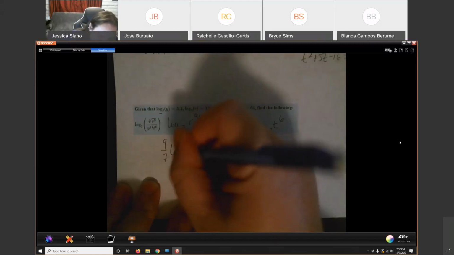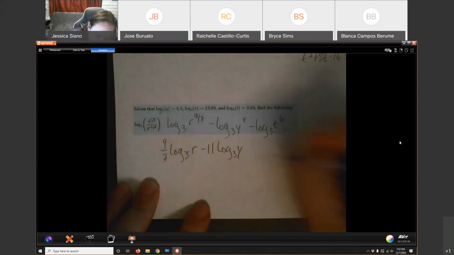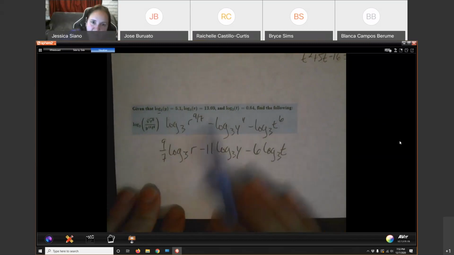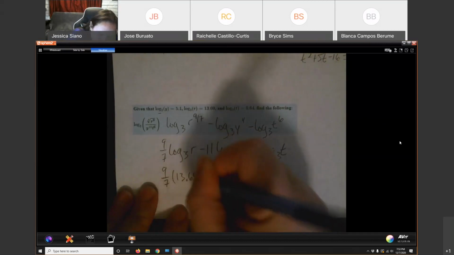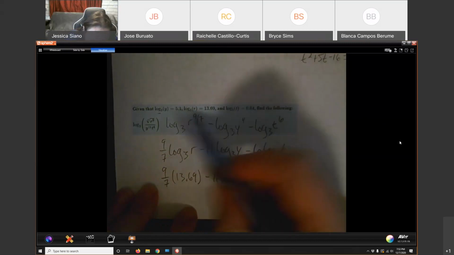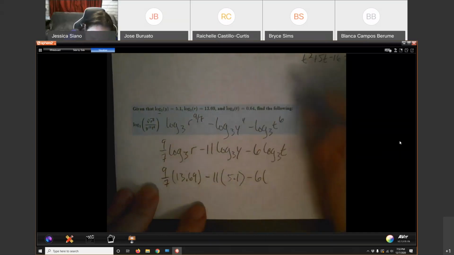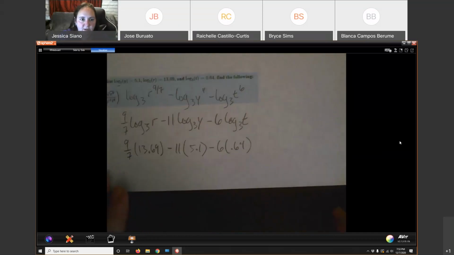So 9/7 log base 3 of r, 11 log base 3 of y, 6 log base 3 of t. Excuse me. And then log base 3 of r is 13.69. Log base 3 of y is 5.1. Log base 3 of t is 0.64. And now that's just a calculator thing.